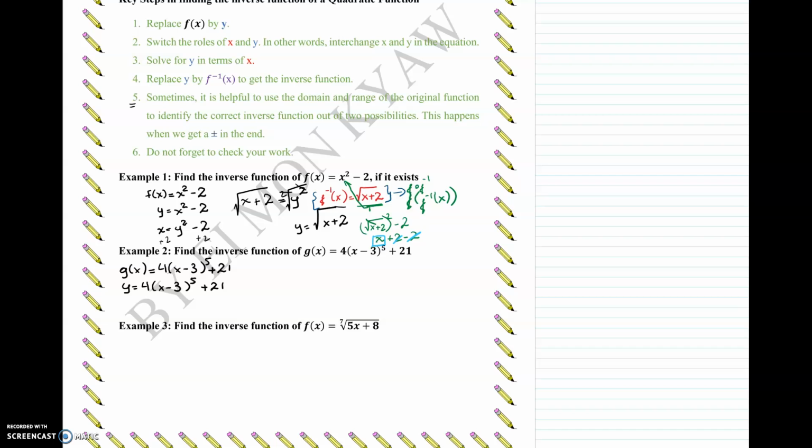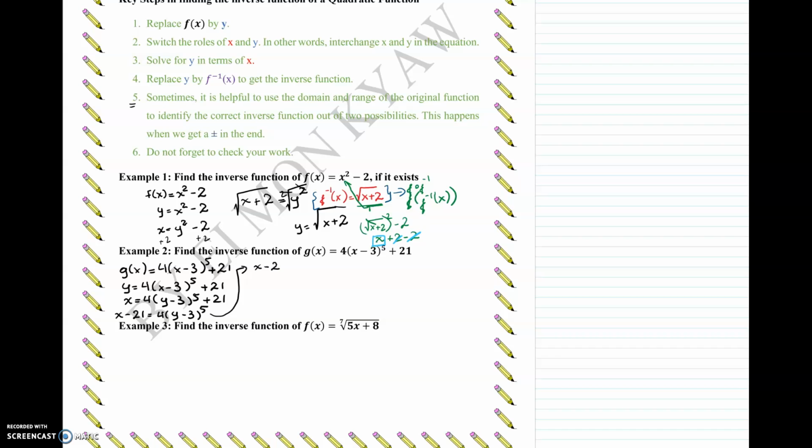So g of x is equal to 4 times parentheses x minus 3 with the fifth root, plus 21. So y is equal to 4 times parentheses x minus 3 with the fifth root, plus 21. So interchange x and y and solve for y in terms of x. So x is equal to 4 times parentheses y minus 3 fifth root, plus 21. Now over here you subtract 21 from both sides. So x minus 21 is equal to 4 times parentheses y minus 3 with the 5th root. So it's going to be over here.